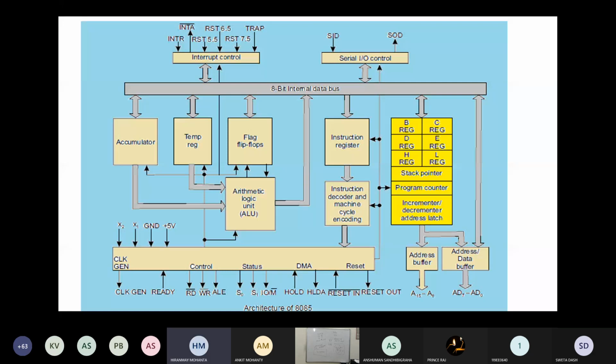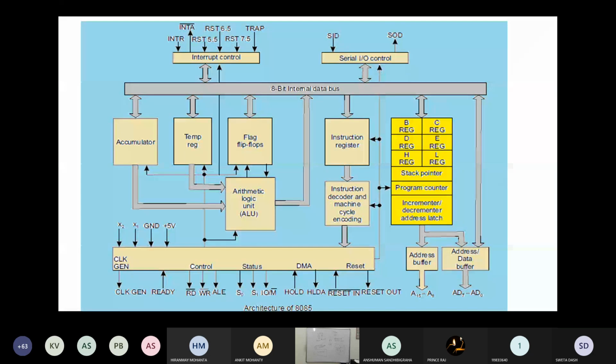6? 6, sir? I don't think it's 6. 5 are there and 1 is an acknowledgement. Did you see? INTR is inside. Okay, INTA bar is an acknowledgement which is coming outside. Isn't it? Yes, ma'am.